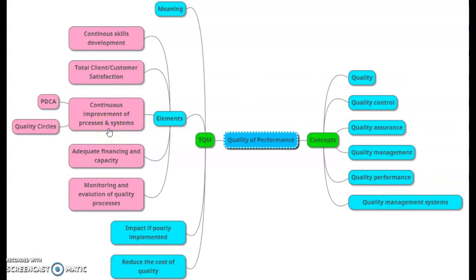You then also need to look at the impact, the positives and the negatives of TQM on a business and how it improves the success of a business. And finally, you're going to have to recommend or suggest ways in which TQM can reduce the cost of quality. Please note that when you're looking at the positives and the negatives of TQM, you're going to be looking at it on large businesses only, not on small businesses anymore. And that is really a quick overview of quality of performance.